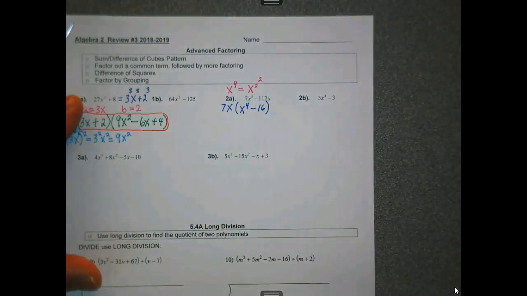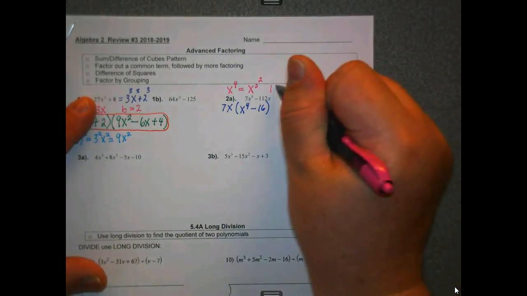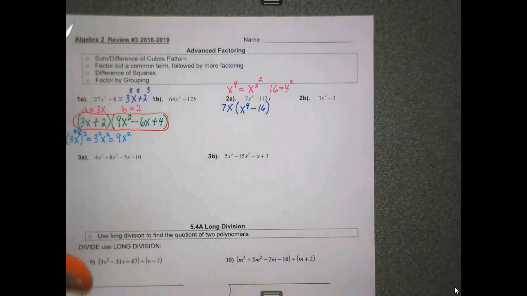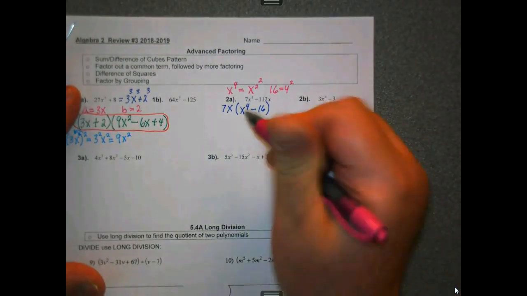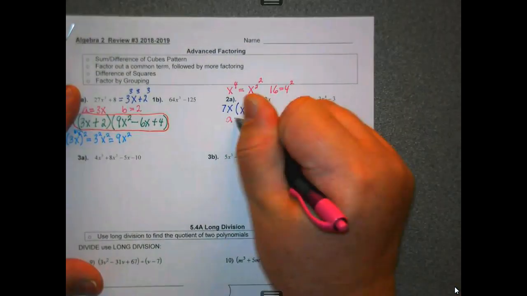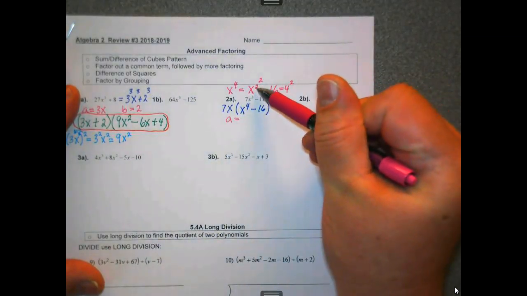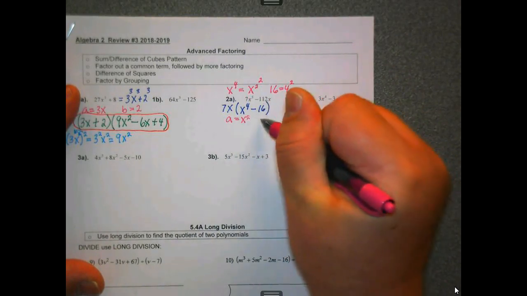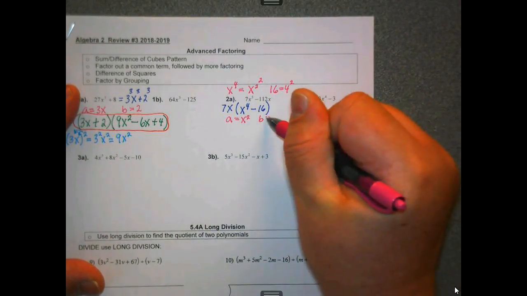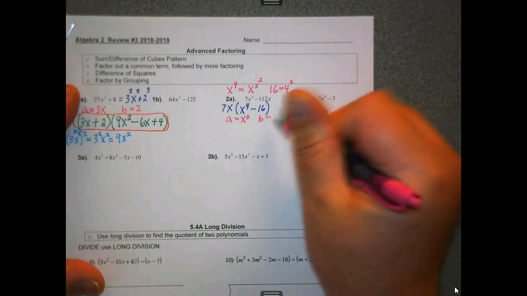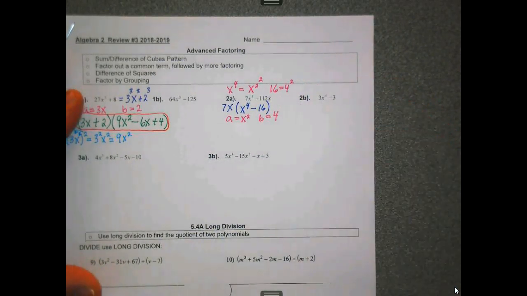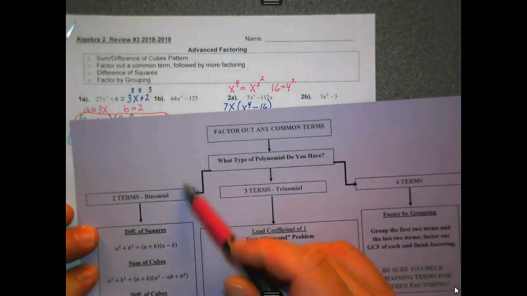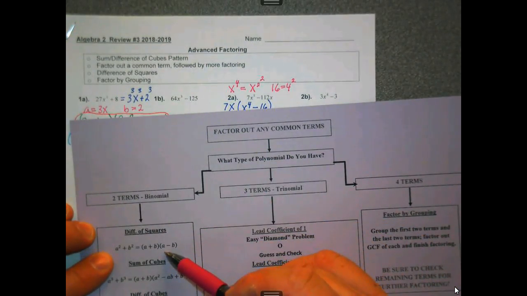Okay. And 16 is 4 squared. So my A is going to be the base x squared that's being squared. And my B is going to be the base 4 being squared. Now, again, if I followed my flow chart, this is a difference of squares.